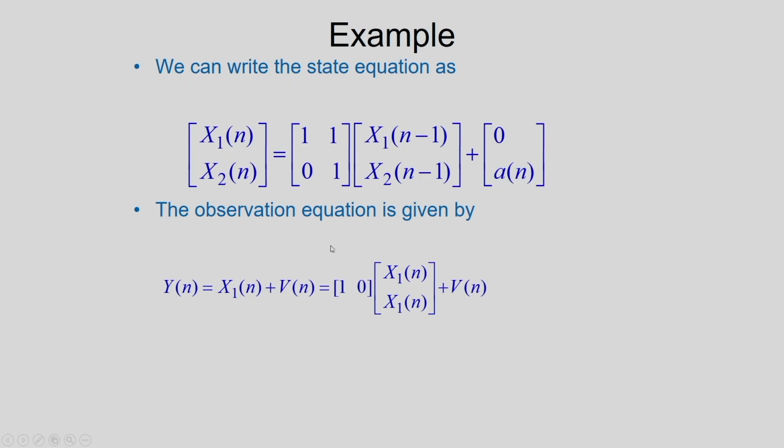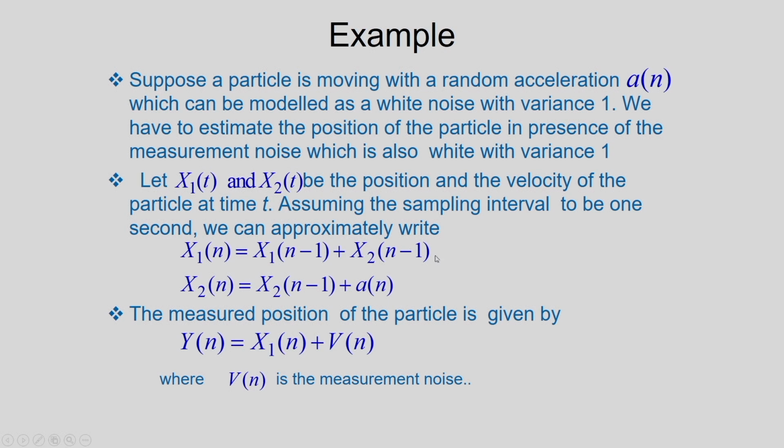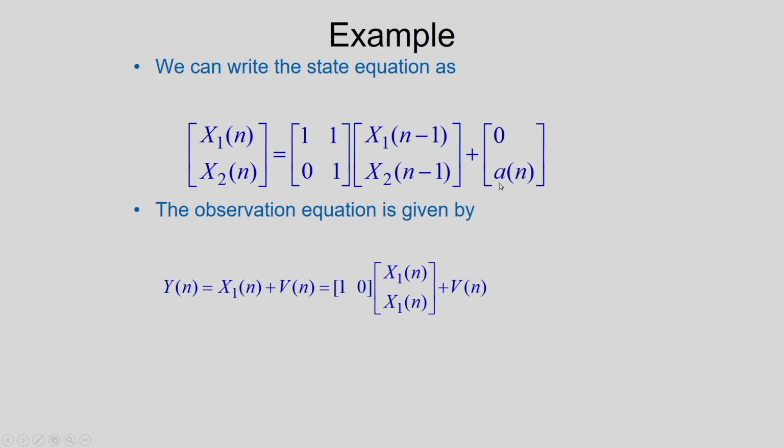We can write the matrix state equations: x1 n, x2 n, these are the states, is equal to 1 1 0 1, that is the system matrix, multiplied by x1 n minus 1, x2 n minus 1, these are the previous states, plus, in the first equation we do not have any noise term, so that is 0, and in the second equation we have a noise term a n. So, this is the term corresponding to w n. So, this is the state equation.